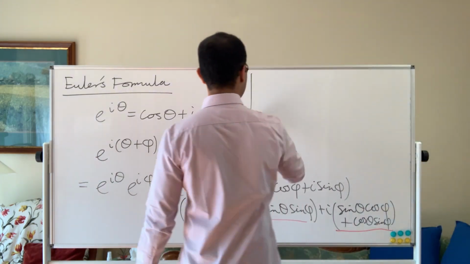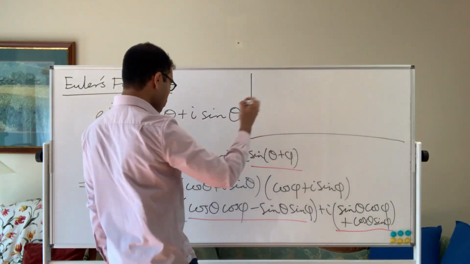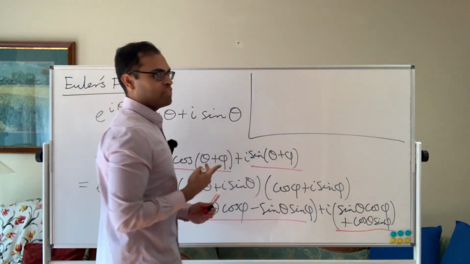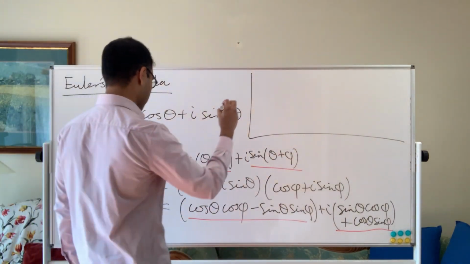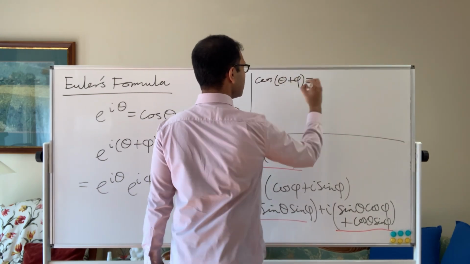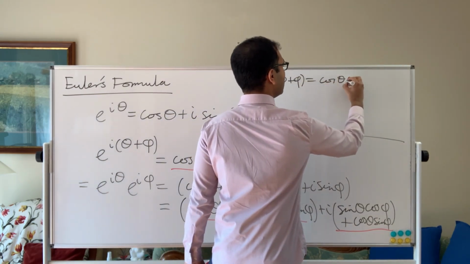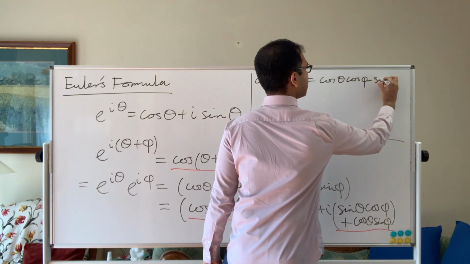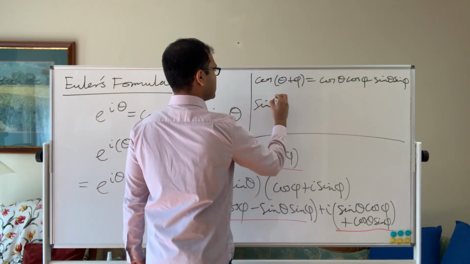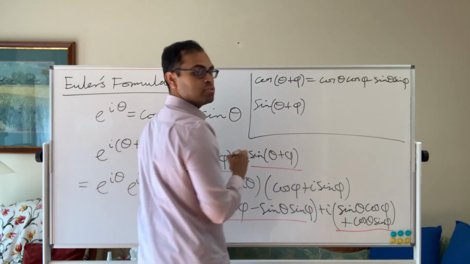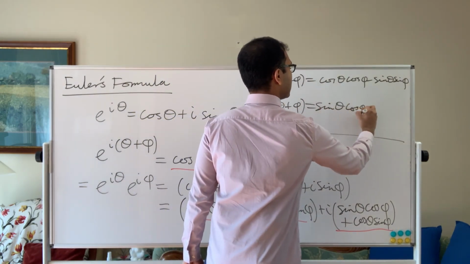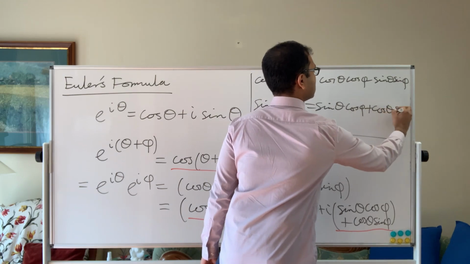I'm just going to end the video by quickly writing this down, so it's a cool way of remembering it as well. You can think about this as a deep implication of Euler's formula. So here we've got cos(θ+φ) equals cos θ cos φ minus sin θ sin φ. And finally, sin(θ+φ) equals sin θ cos φ plus cos θ sin φ.